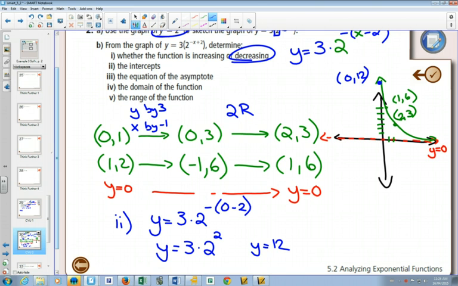What is the equation of the asymptote? It stayed at y equals 0. The domain of all exponential functions will always be all real numbers. The range of this one is based on the asymptote, and it's going to be y is greater than 0, or you can write that in interval notation as well.